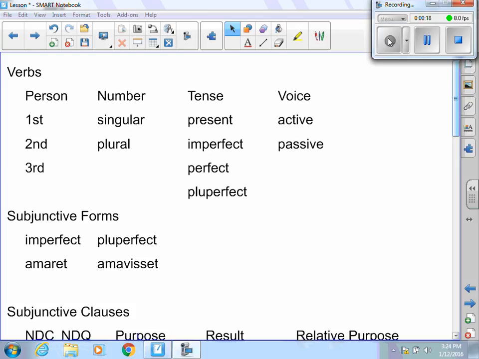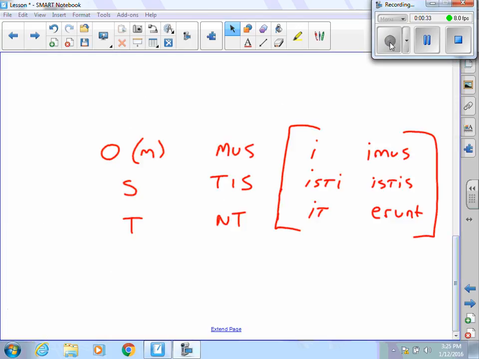A person is first, second, or third person. First is I, second person is you, third person is he, she, or it in the singular, and then in the plural you have we, y'all, and they. Our endings for those are O, S, T, mus, tis, and nt.